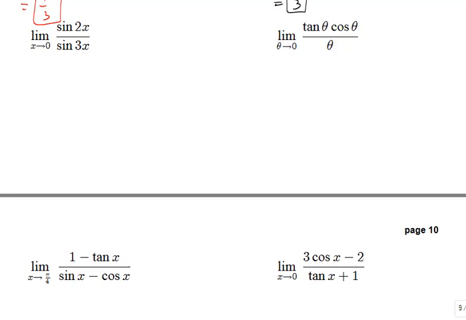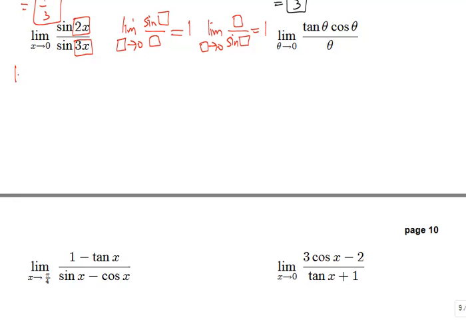Here's what we're going to do. We're going to think of this as a box and this as a box. And we're going to use these two theorems. Sine of box over box goes to 1, and box over sine of box goes to 1. We're going to use those.